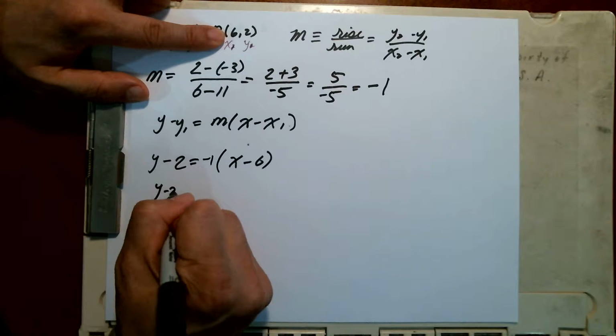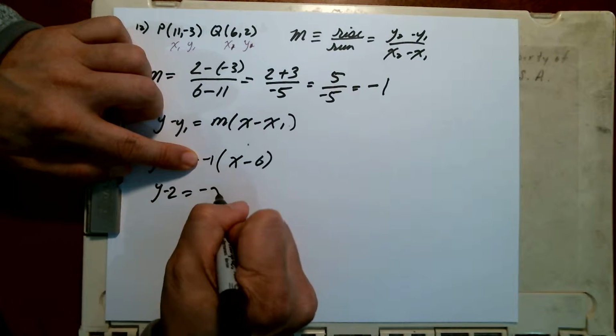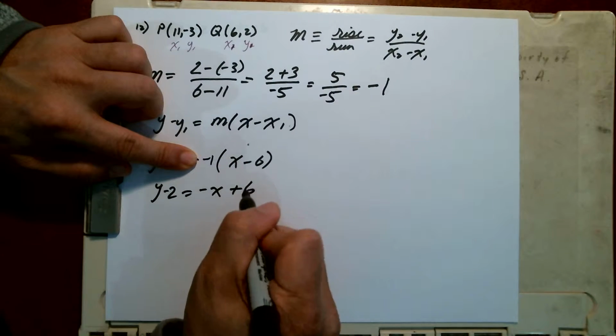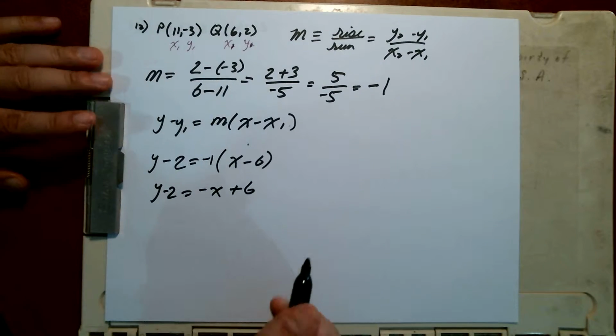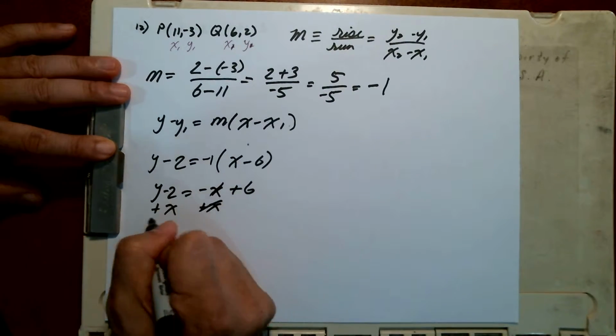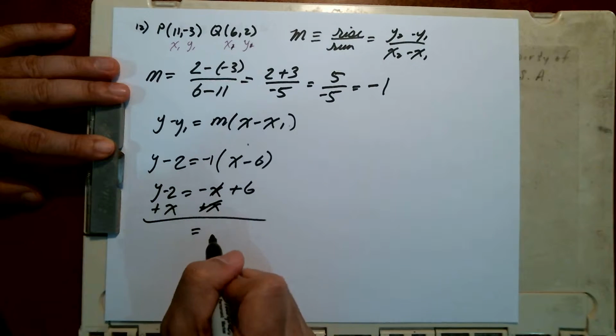y minus 2. Let's distribute the negative into it. Negative 1x. Negative 1 times negative 6 is plus 6. Make sure you're multiplying these, okay? We add the x to both sides. Cancel those out on the left side. Put the equal sign down. On the right side, you have 6.